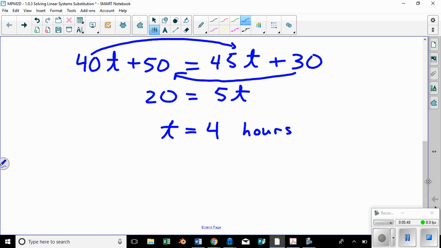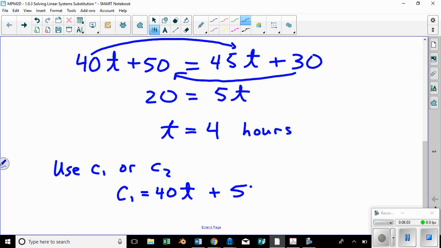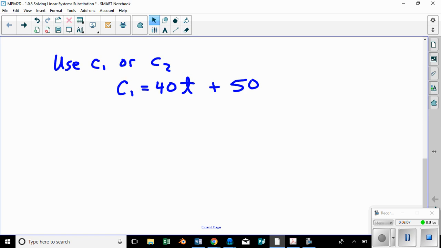To find the cost of both companies, you can either use C1 or C2. I'm going to use C1. So C1 is 40t plus 50, and I'm going to substitute the t value that we just found, t is equal to 4, into the equation. So 40 times 4 plus 50.